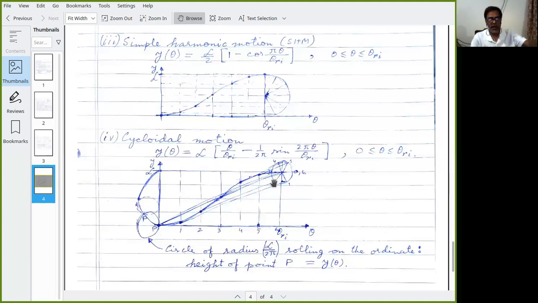So these background things we tuck into our head nicely, and in the next lecture we will see how we design the major broad dimensions and then the details of the cam. These things we will see in the coming lecture.